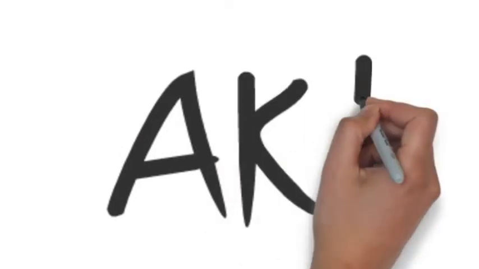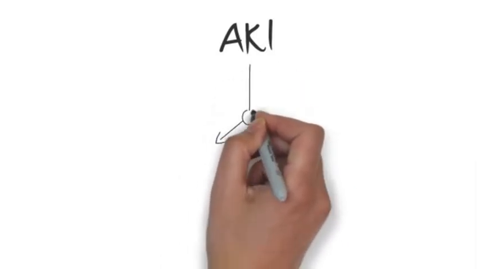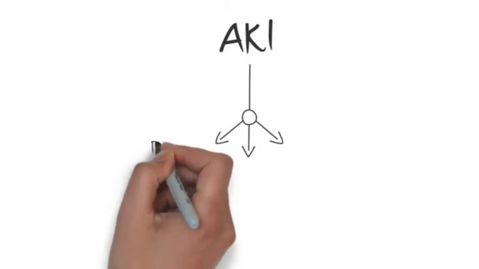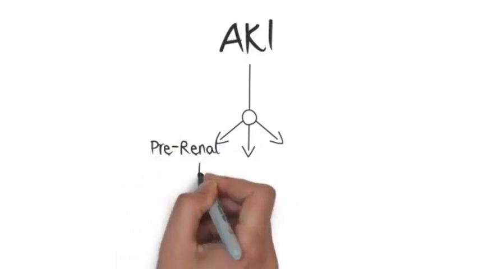In this video, we are going to learn about acute kidney injury. Several definitions are there, but for practical purposes, it is a sudden increase of creatinine from baseline. It can be broadly classified into pre-renal. Here, the kidneys and their structures are intact, but there is a decrease in renal blood flow.